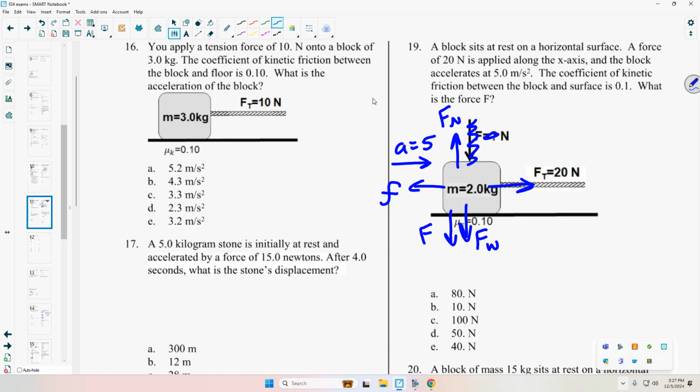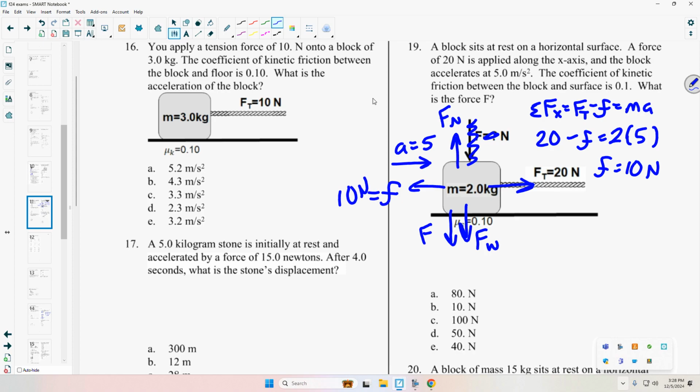So the sum of the forces in the x direction, which are Ft minus F, is equal to ma. Ft I know is 20, minus F, I don't know what F is, but I know the mass, that's 2 kilograms, times the acceleration, which is 5 meters per second squared. So F then is equal to 10 newtons. This force is 10 newtons.